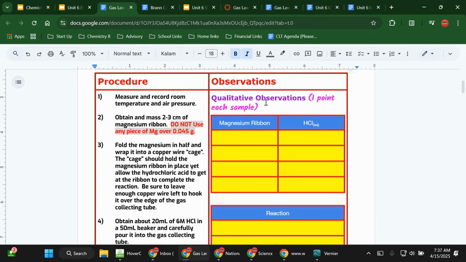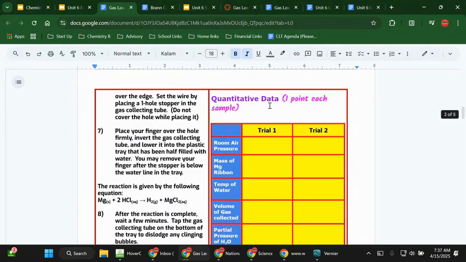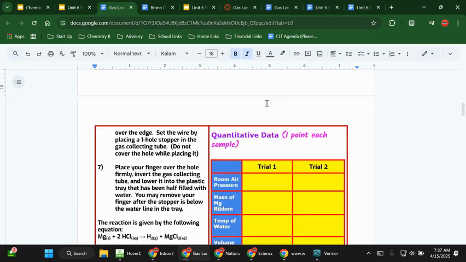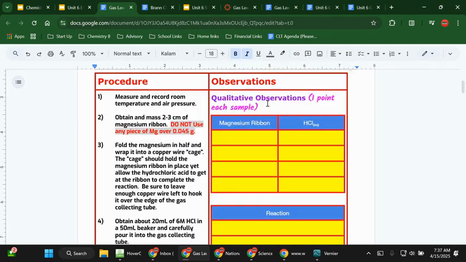By the way, this number will go down in that bottom table. That bottom table is where all of your numbers are going to go. So when you get the mass of the magnesium ribbon, you put it in here. You also need to make 3 observations of the magnesium ribbon. Those go in up here. What you see, what you feel, what you smell. Don't taste anything. And the magnesium ribbon should not be talking to you. Okay? So, observations up here.